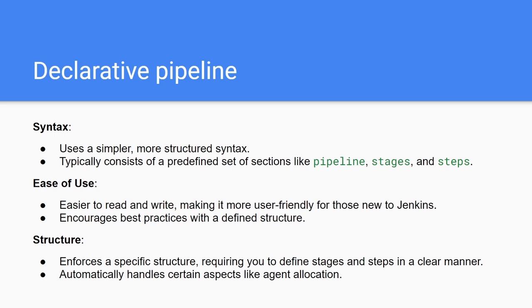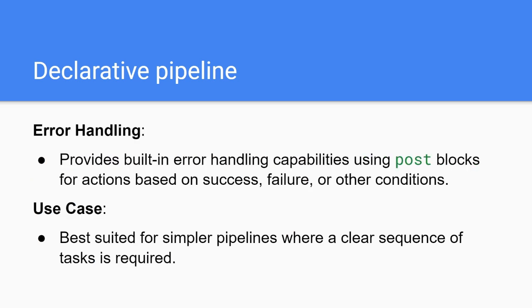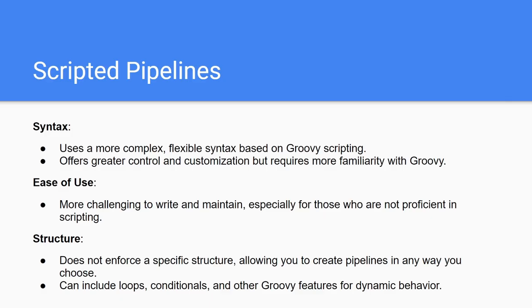Structure: it enforces a specific structure, requiring you to define stages and steps in a clear manner. It automatically handles certain aspects like agent allocation. Error handling: it provides built-in error handling capability using post blocks for actions based on success, failure, or other conditions. Use case: best suited for simpler pipelines where a clear sequence of tasks is required. Here is an example of a declarative pipeline.